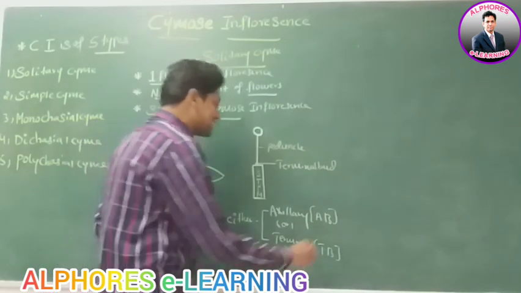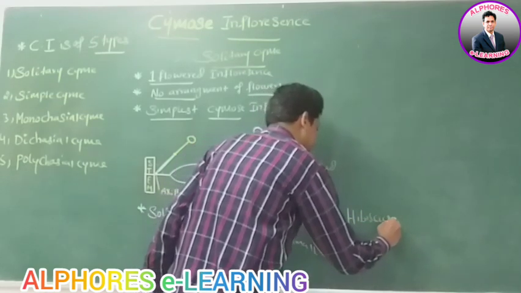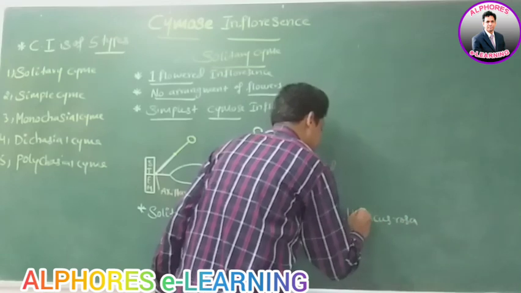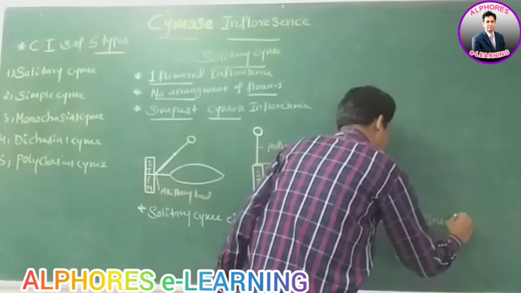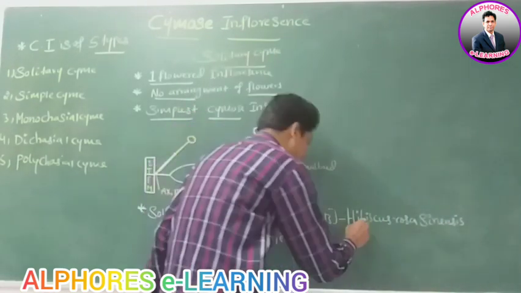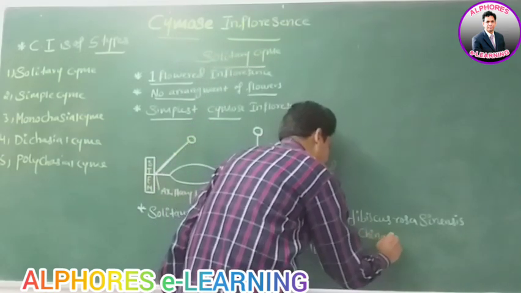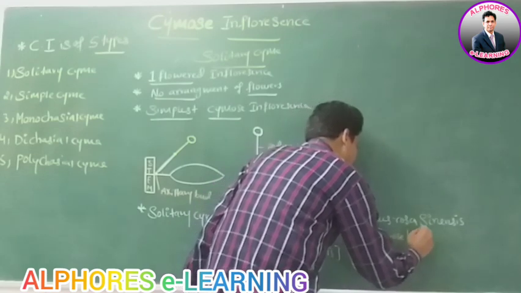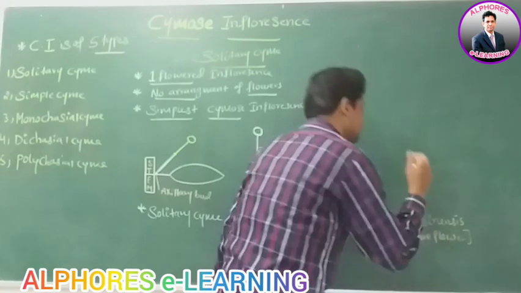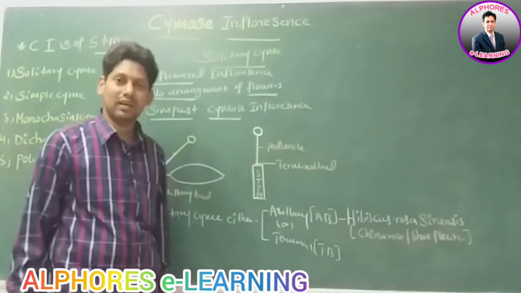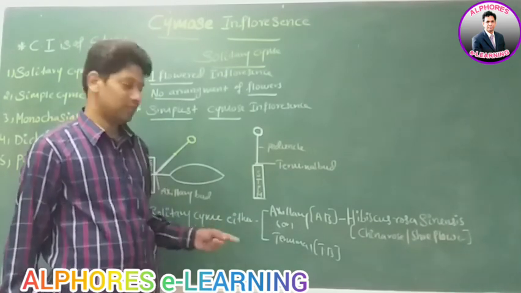Okay. Sir, axillary bud in the case of Hibiscus rosa sinensis. The common name of Hibiscus rosa sinensis is China rose. It is also called shoe flower. In Telugu, we call it Mandhara. Okay, right. Now, go for which bud, sir? Terminal bud.